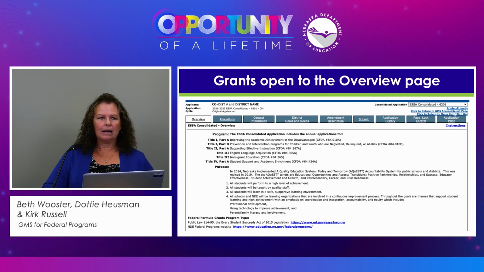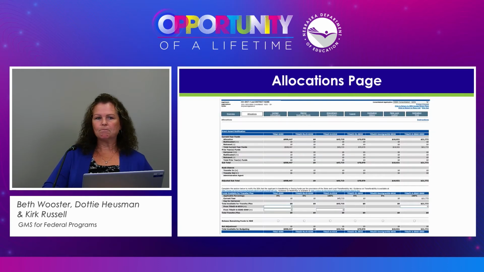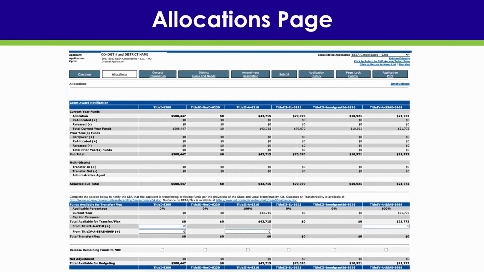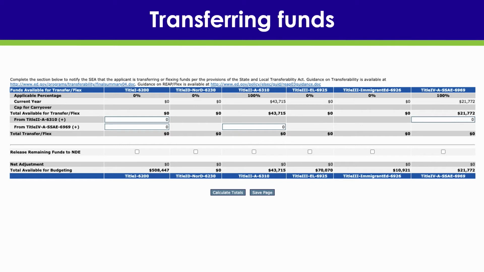The allocations page is going to have your allocations. For the consolidated grant, it's going to show you how much money you have in each of the different title funds. And then at the bottom, there is a spot that if you are wanting to transfer funds, this is where you would transfer.